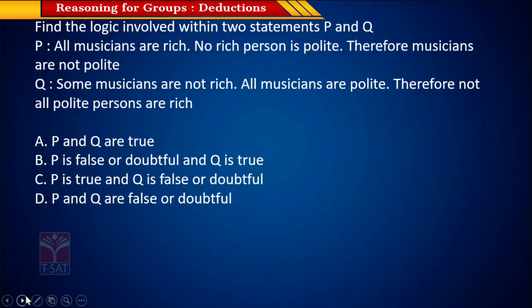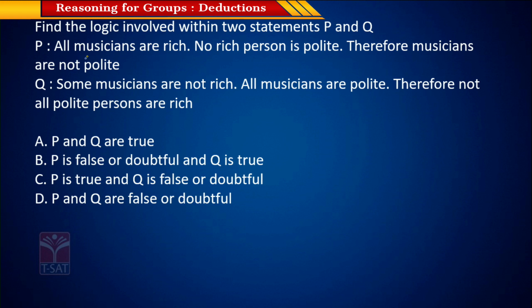Find the logic involved within two statements of P and Q. All musicians are rich. No rich person is polite. Therefore, musicians are not polite. And the Q statement is some musicians are not rich. All musicians are polite. And therefore, not all polite persons are rich.